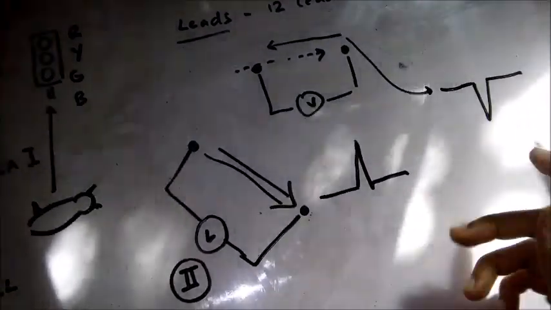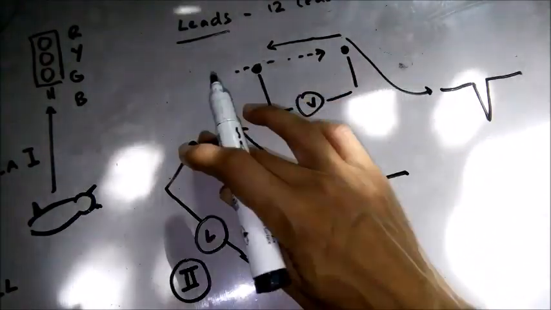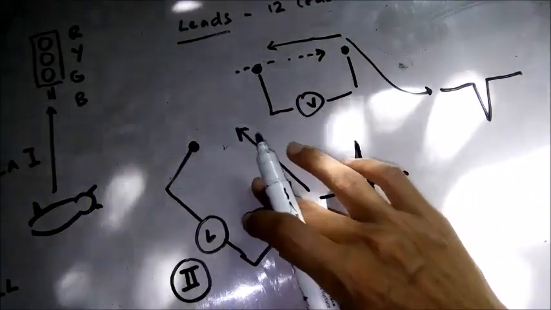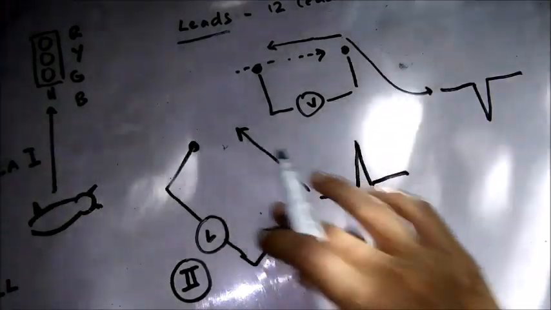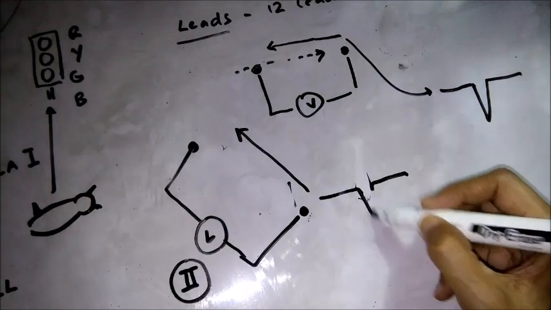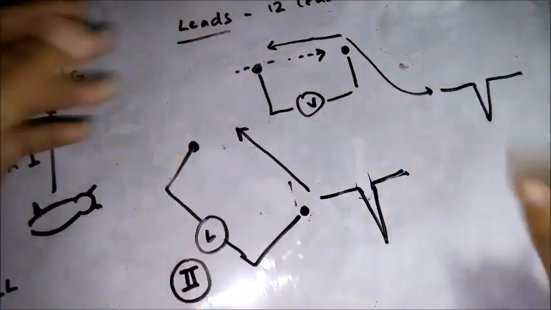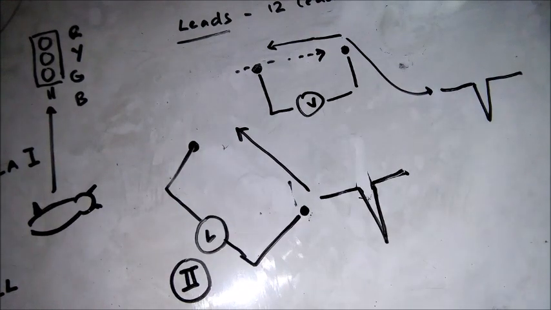Similarly, with lead 2, this also occurs. If the electrical activity is going in the opposite direction, from the left leg to the right arm, then rather than seeing this, you will see a negative deflection. Right? So this is how these leads are actually helping us determine where the electrical activity is going.